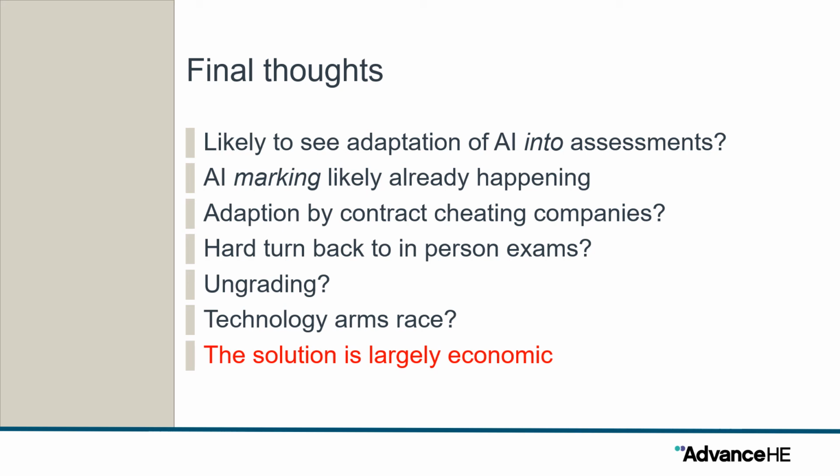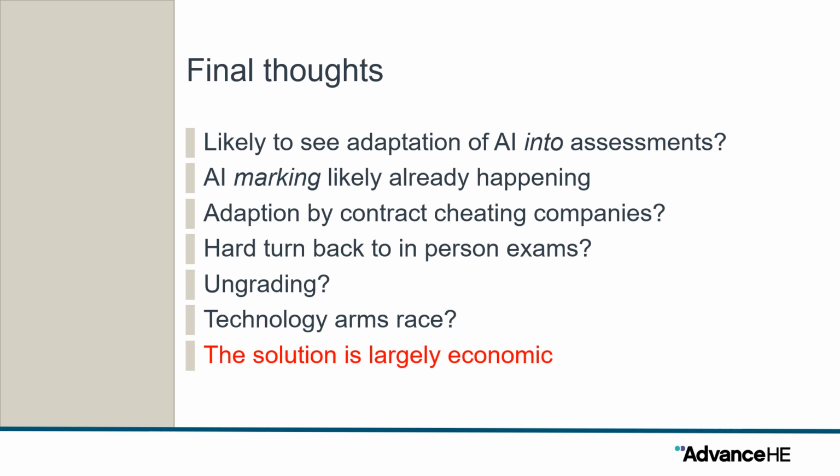The next thing is we are absolutely going to see adaptation of these tools by contract cheating companies. It makes perfect sense to automate. If you are someone who works for a contract cheating company, why are you not going to speed up your working method by using AI tools? So if it's not already being used by contract cheating companies, it will be.